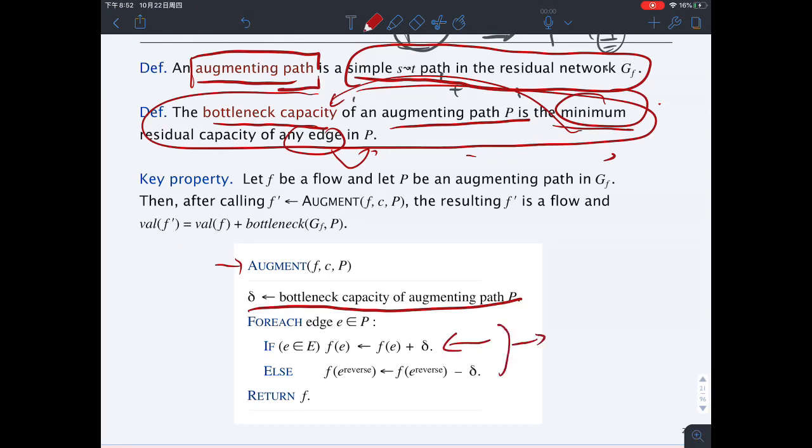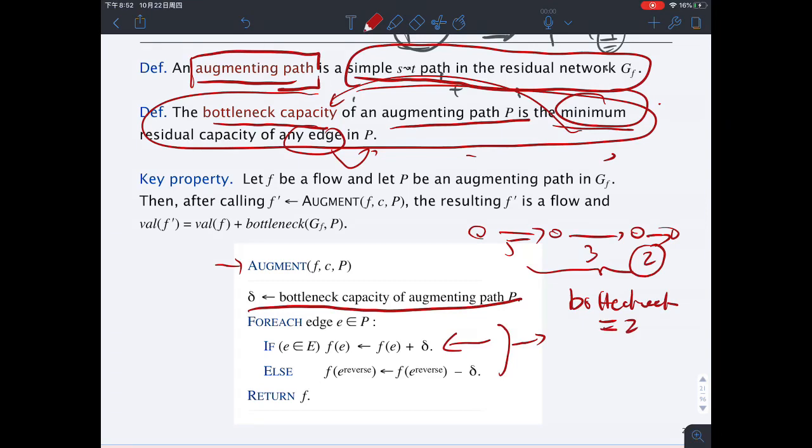For the update, if I draw the residual augmenting path again, 5, 3, 2, the bottleneck in this definition would be 2. Bottleneck would be 2, right? So that means I want to push 2 units of flow along the whole path. After I push the 2 units of flow, I need to do two things. The first thing is that I need to update my flow.